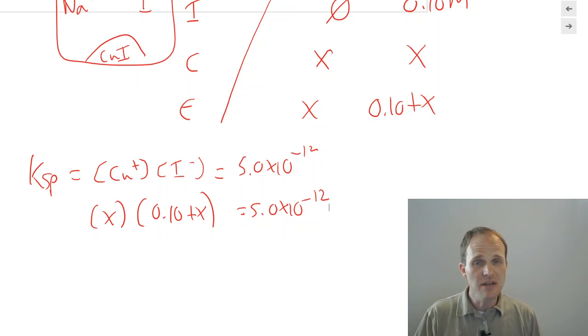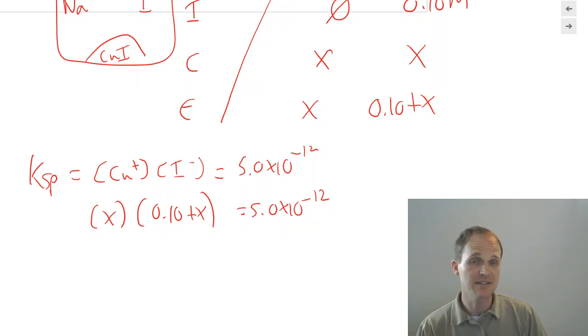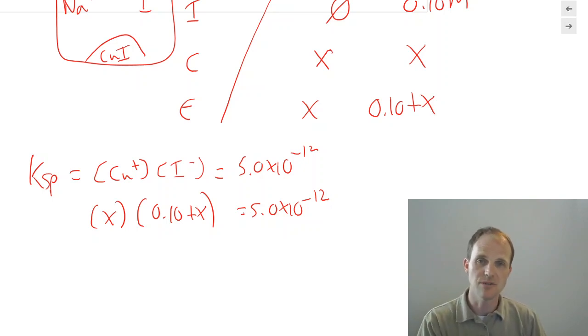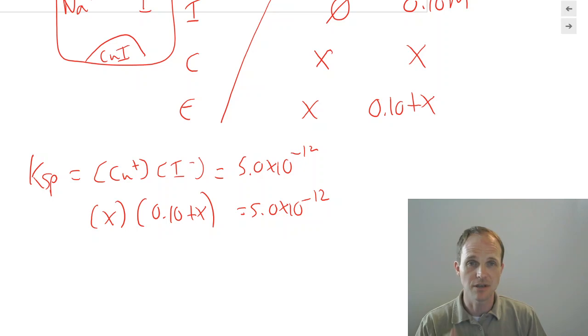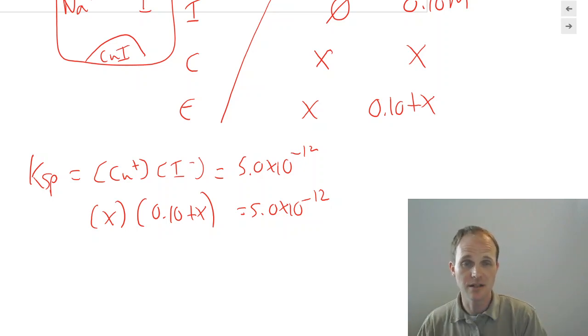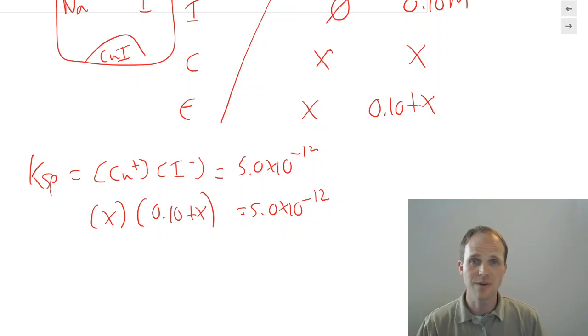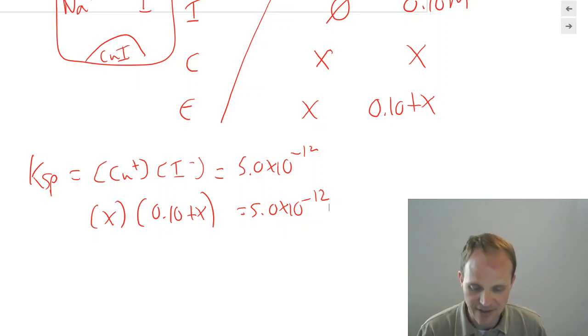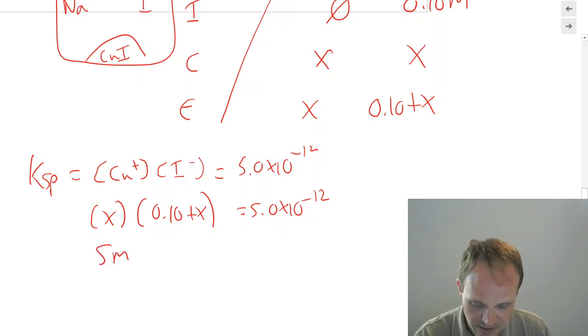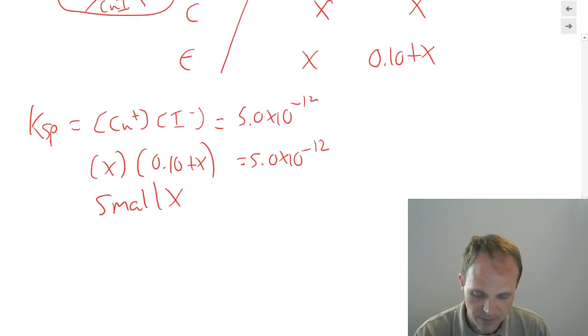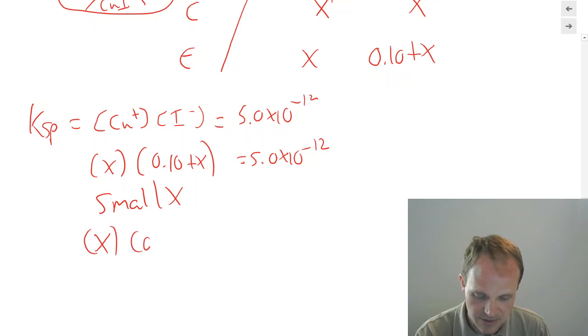But what do we know? We know we have a very, very small K value, so we don't expect this to dissolve much. And this might be a place where we can use the small x assumption. If we look at our K value, 10 to the minus 12th, compared to our concentration, 0.1, we're doing great. We have 11 orders of magnitude. That's a very small K value compared to our concentration. So let's go ahead and do it. Small x, and we get x times 0.10.